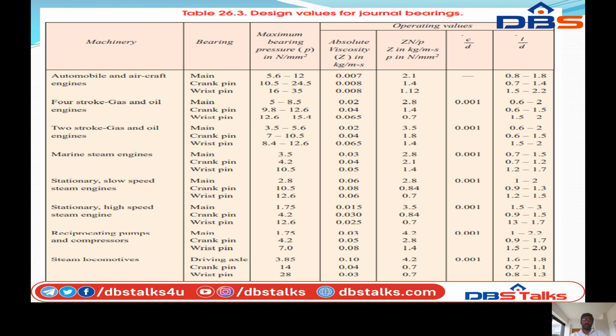What are the machineries? Four-stroke gas and oil engines, two-stroke gas and oil engines, marine steam engines, stationary slow speed steam engines, stationary high speed steam engines, reciprocating pumps and compressors, and steam locomotives. These are the machineries for which design values are given for the journal bearings. We can see the table column also.